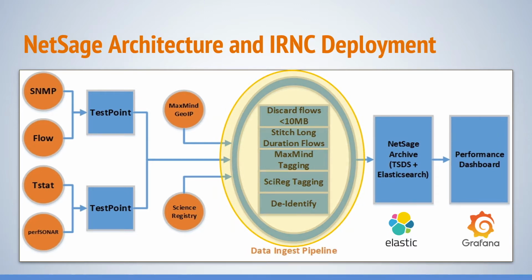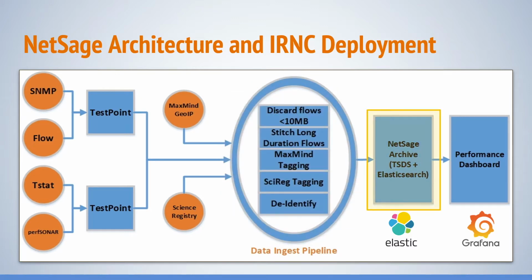The 5-step pipeline filters those records and adds additional tags before de-identifying the data. The records are then stored in the NetSage archive, a centralized storage framework consisting of a time series data system, TSDS, archive, and an Elasticsearch archive. Performance dashboards built with the open-source Grafana analysis and visualization engine access the records from the NetSage archive to present visualizations to the stakeholders.